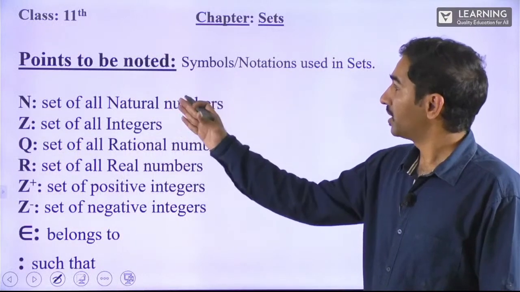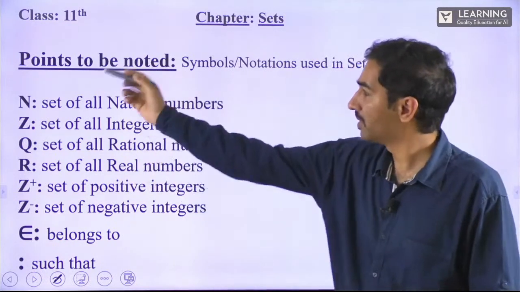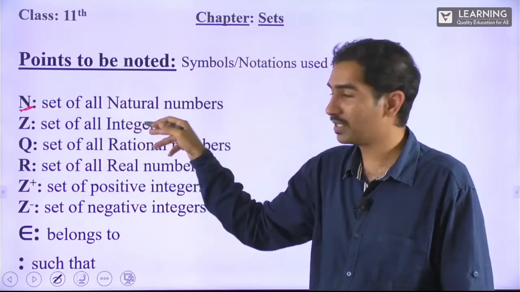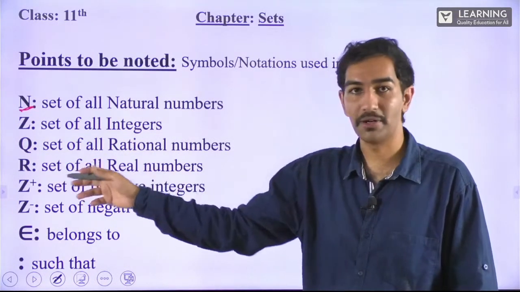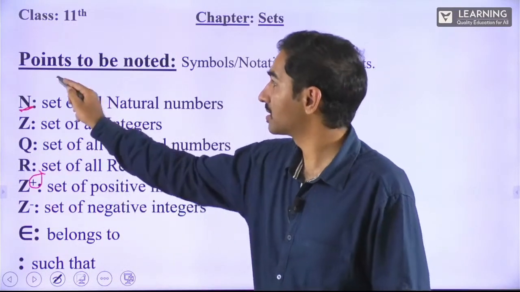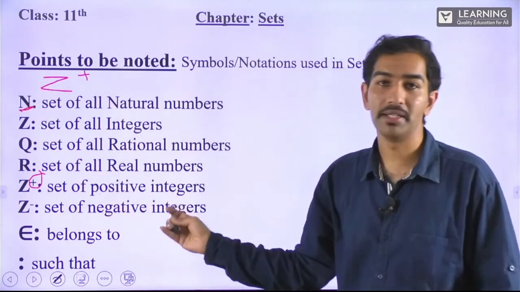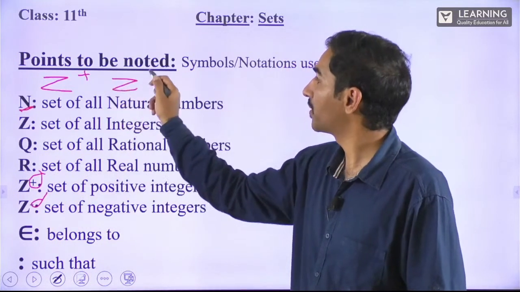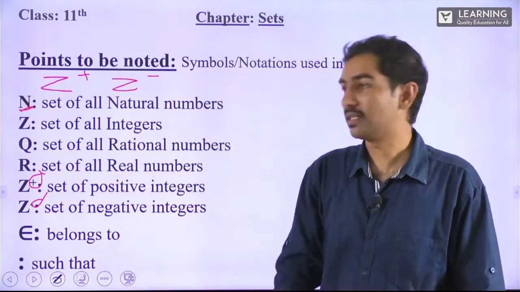So these are the points to be noted, or symbols or notations used in sets. I think you know some of them. What does capital N stand for? Set of natural numbers. Capital Z, set of all integers. Capital Q, set of all rational numbers. Capital R, set of all real numbers. Further, Z to the power of plus means what? Set of positive integers. Only positive integers are considered. Z to the power of minus means set of negative integers. All the negative numbers are included.